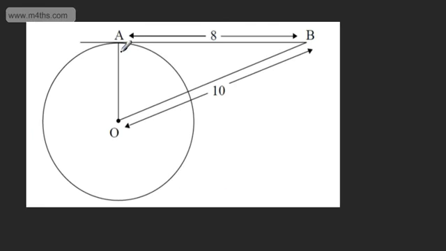This one here, we've got a tangent. So a tangent creates a right angle. Again, we've got a right angle triangle and another Pythagorean triple. This is going to be 8, this is going to be 10. 10 squared minus 8 squared square rooted will give us 6. So it's an 8, 6, 10 Pythagorean triple.